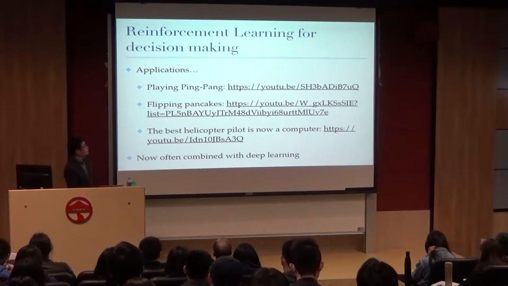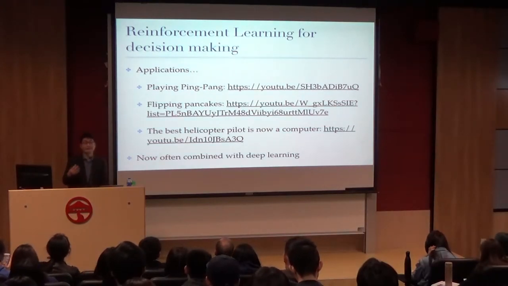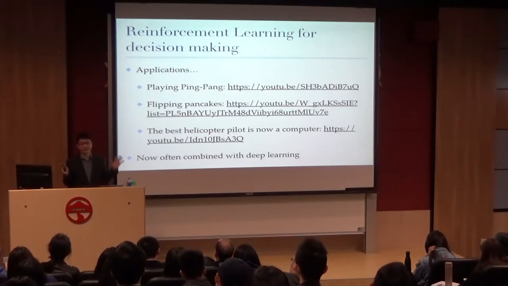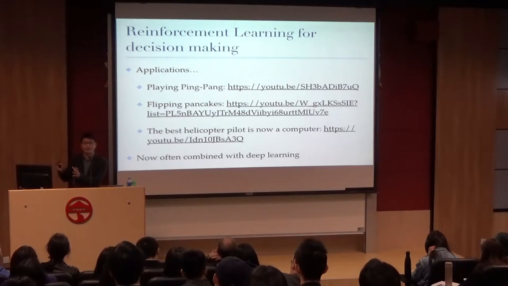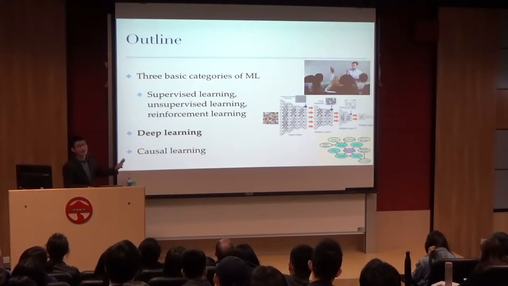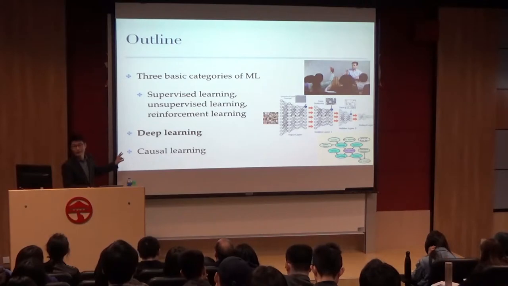So you saw that reinforcement learning is very important. Why? Because in our world, very often we don't really have teachers. We just want to optimize something. We want to receive the best reward. We want to accomplish something. And very often we combine reinforcement learning with deep learning. That's why we have AlphaGo and a lot of intelligent systems.